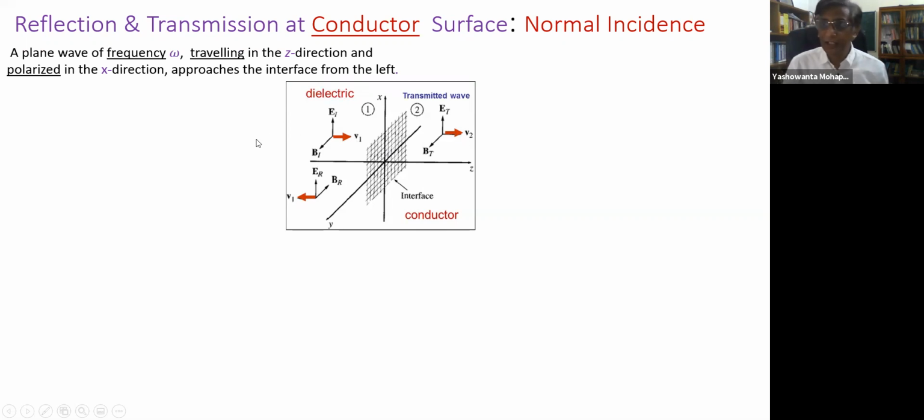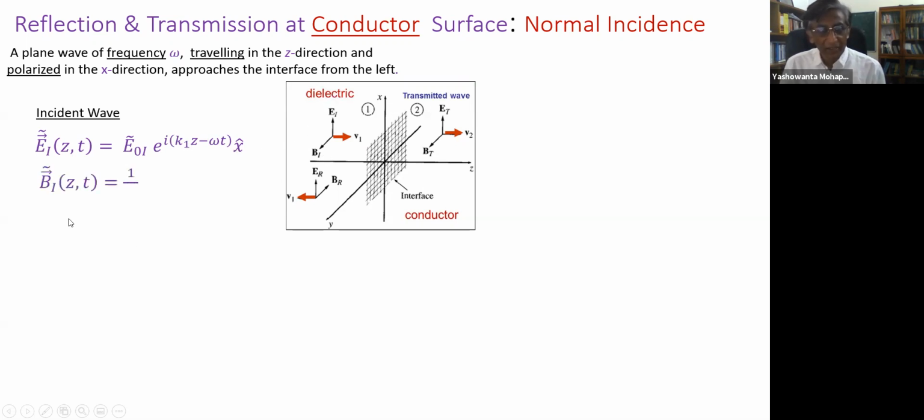So as earlier, we can now write down the incident wave. So this is the dielectric medium, I'm writing down k1, this is the dielectric medium 1. So E_I(z,t) is E naught I e to the power i(k1 z minus omega t), it is traveling in the z direction and polarized in x. So B_I(z,t), of course, will be 1 by v1 E naught I e to the power i(k1 z minus omega t), but it's pointing in y direction. This is the y direction, so B_I is in y direction.